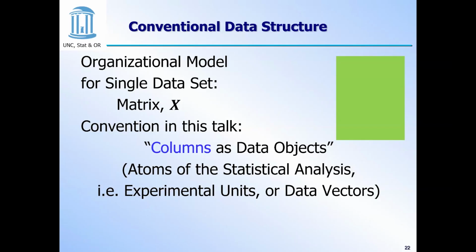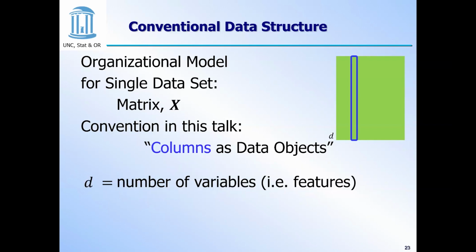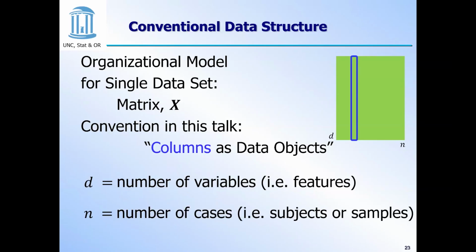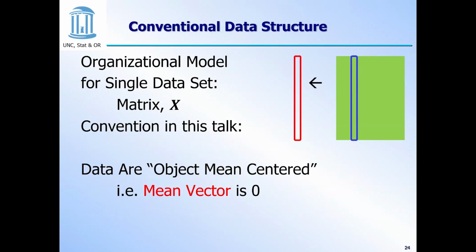But there's another reason this is a very common organization in the bioinformatics world. Okay, so columns are going to be data objects for me. This is some distinction with most statisticians who like their rows to be their data objects. But I like columns, so I'm going to do that. I'm going to use the notation D for number of variables or features, not P, but D for dimension. N is going to be the number of cases here.